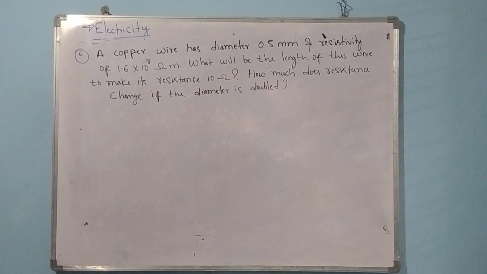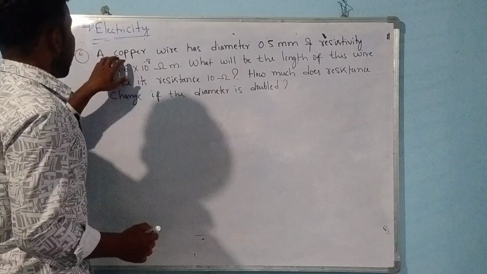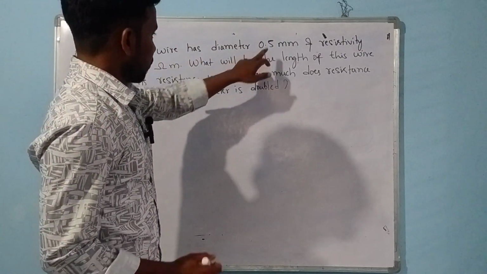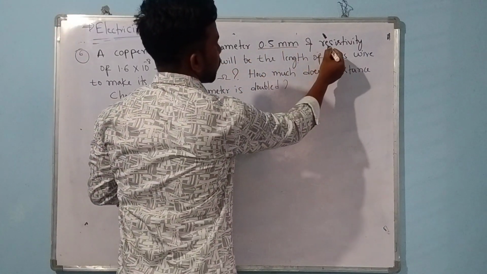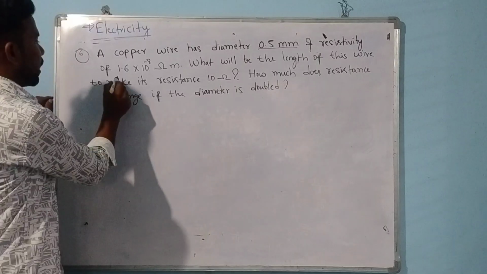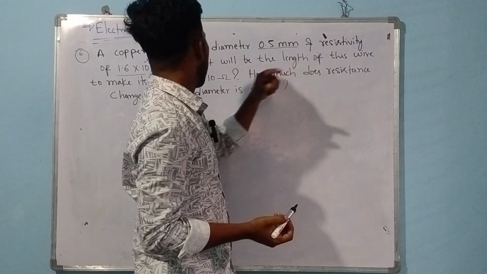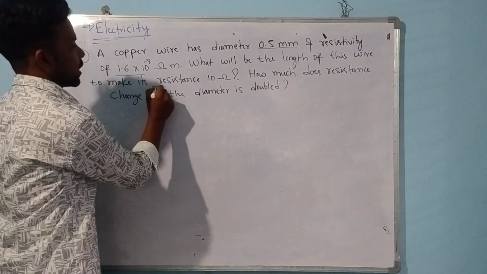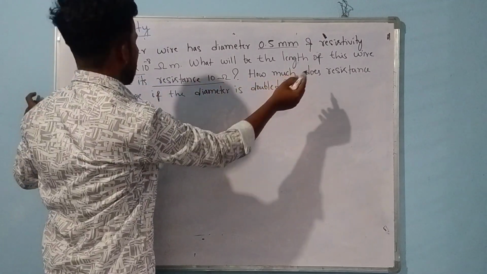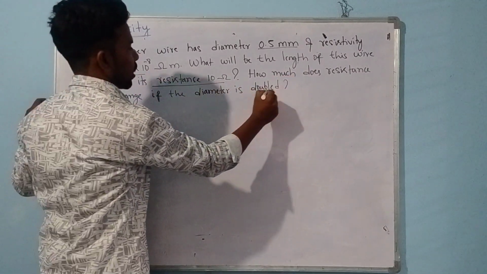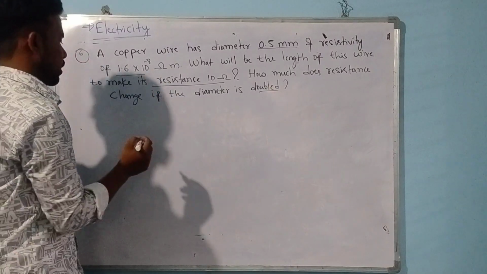This is one more interesting question. A copper wire has a diameter of 0.5 mm and a resistivity of 1.6 into 10 to the power minus 8 ohm meter. What will be the length of this wire to make its resistance 10 ohm? And how much does the resistance change in the second question? First, let us solve the first question.